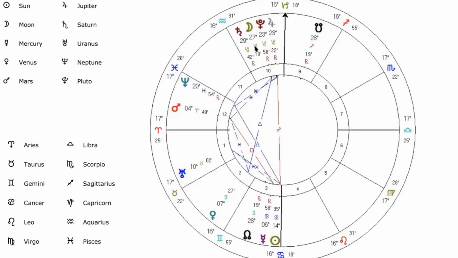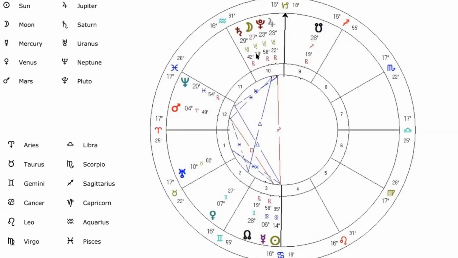So if you remember from many years ago at school, a circle has 360 degrees in it, right? There are 12 signs of the zodiac. So each sign of the zodiac has 30 degrees. And a planet can be anywhere within that 30 degrees of a sign. And so the moon is at 27 degrees of Capricorn.